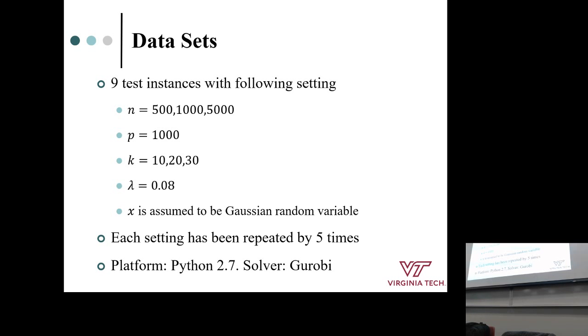It's equal to 10, 20, 30. It's not very large, so I want to enforce it. And since my colleague is a statistician, you want to see that these results are statistically meaningful. So we repeat all the settings 5 times, and you see that all the results are very consistent. So I just reported the mean there. I use Python to call Gurobi to solve mixed integer conic programming or to run the branch cut algorithms.